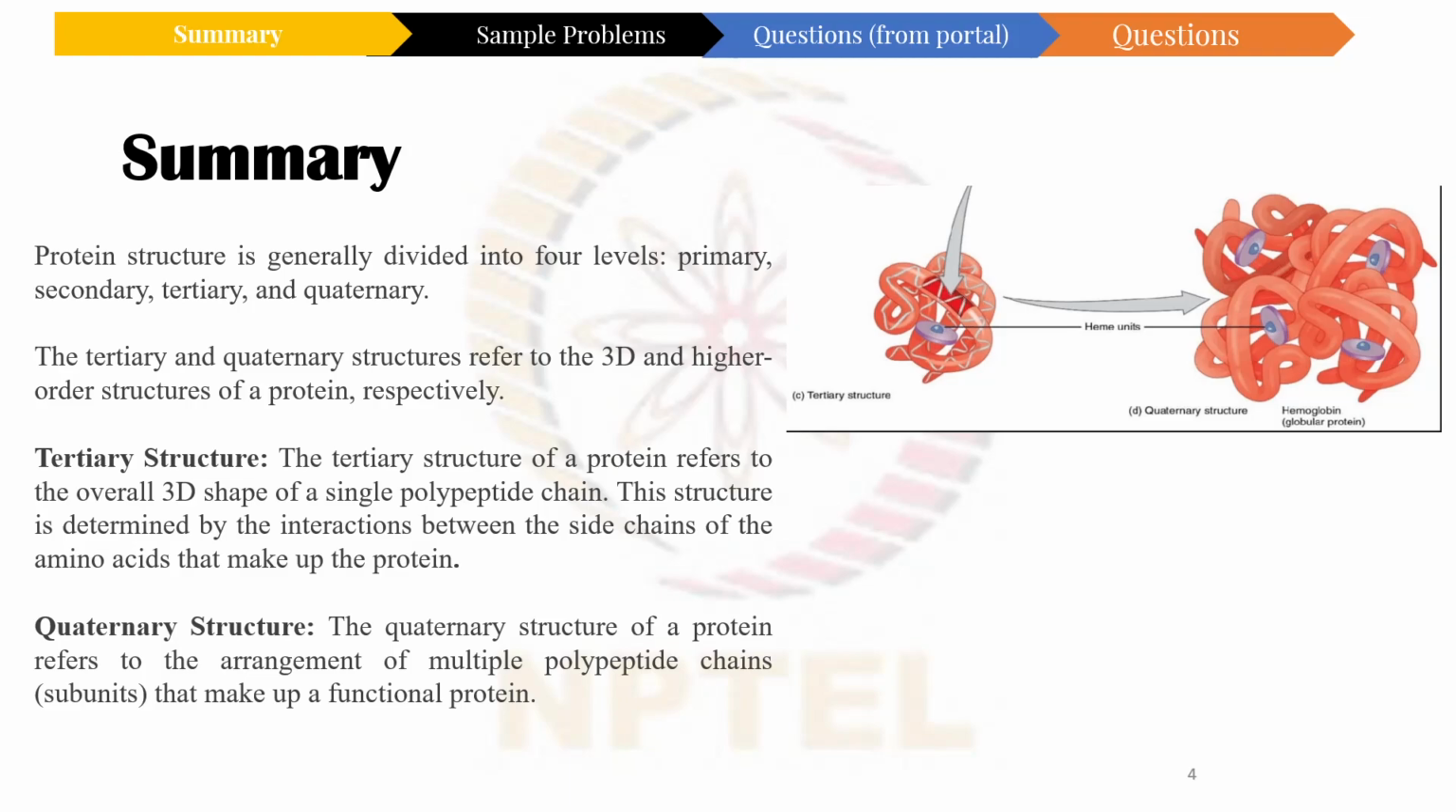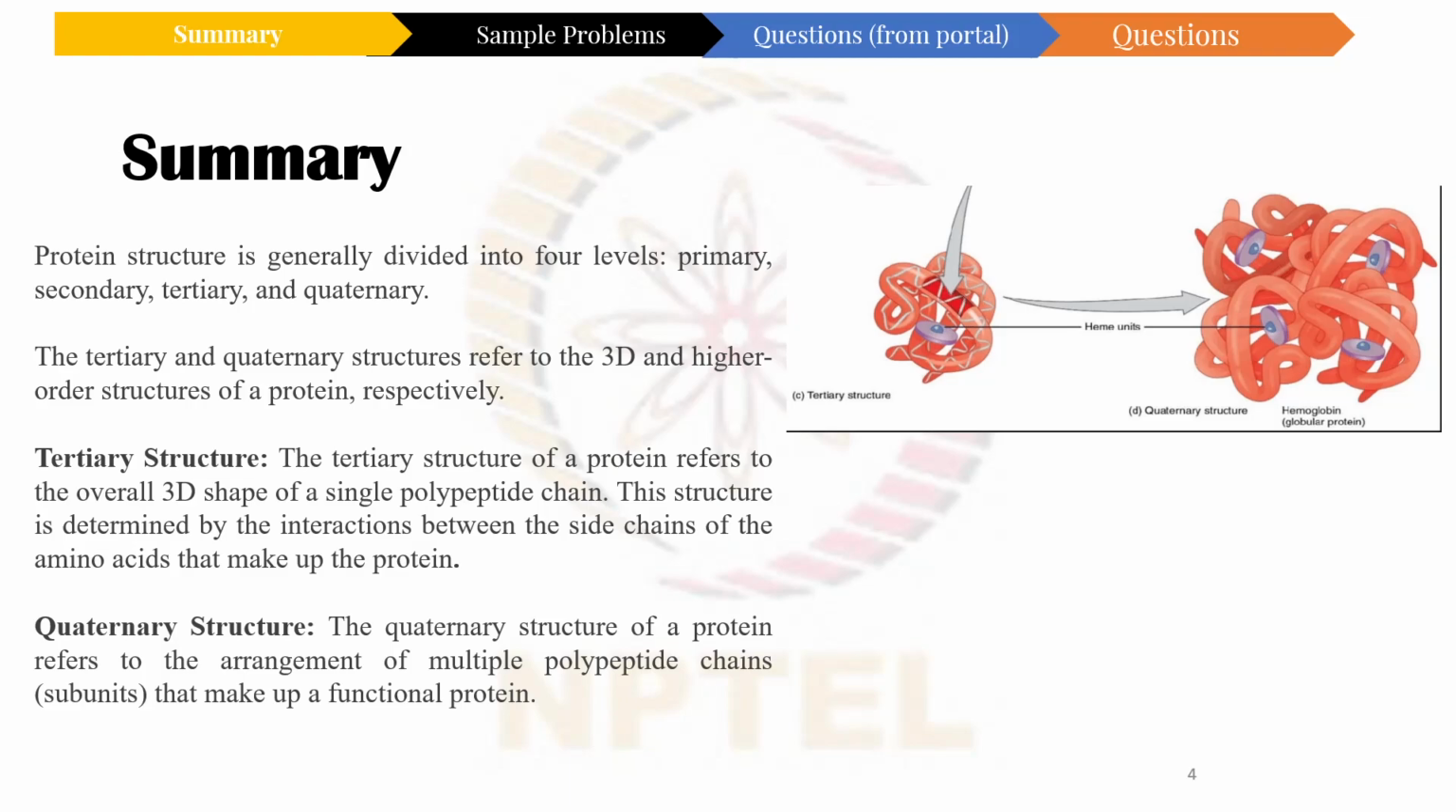The tertiary structure of a protein is critical for its function, and the shape of the protein determines how it interacts with other molecules such as enzymes or receptors. Any changes in the tertiary structure of a protein can affect its function and lead to a disease.